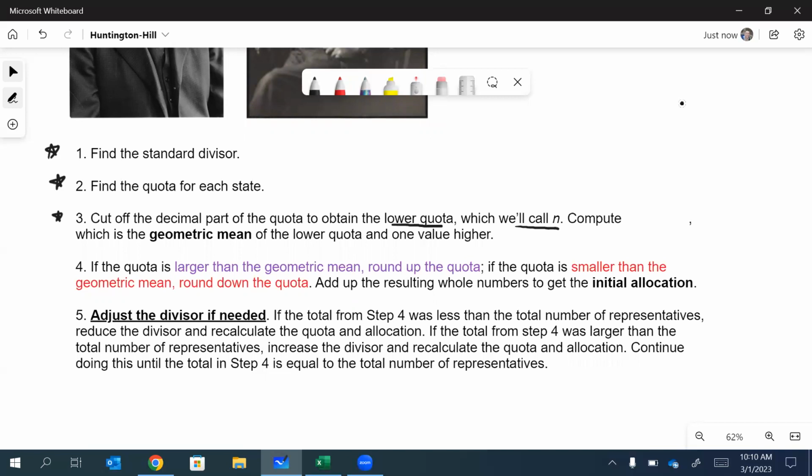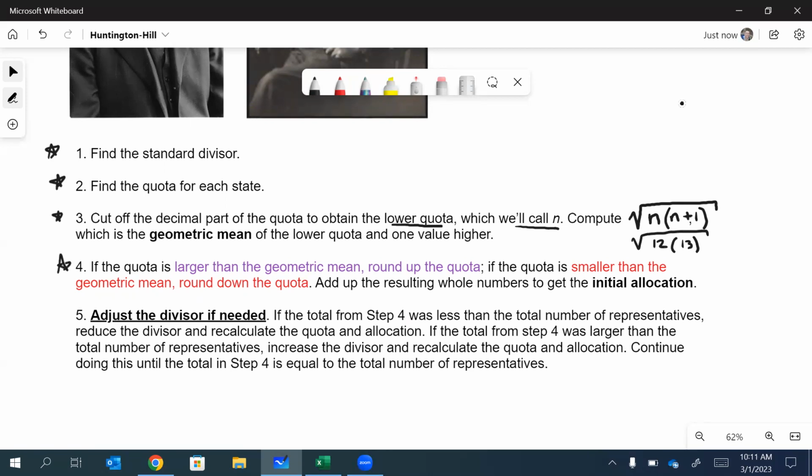Then we're going to compute something, and I'm going to write the formula right now. We're going to compute the square root of n, that's the lower quota, times n plus 1. This will be called the geometric mean. So for example, if our lower quota was 12.218 and we call n 12, we would be calculating 12 times 12 plus 1, which is 13, and then take the square root of that.